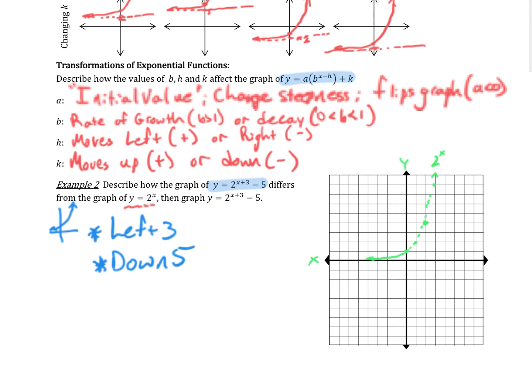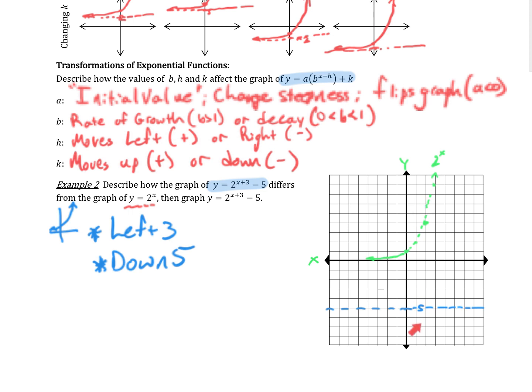Now if we move the whole thing down 5, that whole horizontal asymptote is going to go down 5. So go down 1, 2, 3, 4, 5 to negative 5. That's where our horizontal asymptote is. It's a good idea to draw in the horizontal asymptote as a dotted line. That's not part of the graph, but that's our new floor. It's going to be the same shape as 2 to the x because the base is 2, but the whole thing is going to be left 3 and down 5.